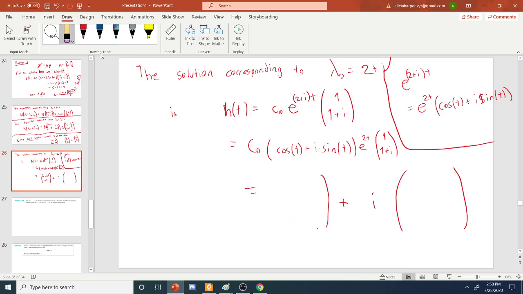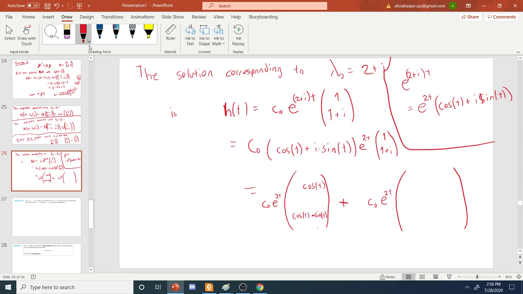I can pull out various things. I can pull out the c naught and I can pull out the e to the 2t. I can do that over here as well. And so here I'm going to have cosine of t. And down here I'm going to have cosine of t. And then minus sine of t.